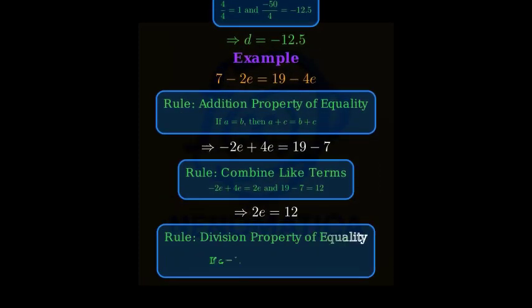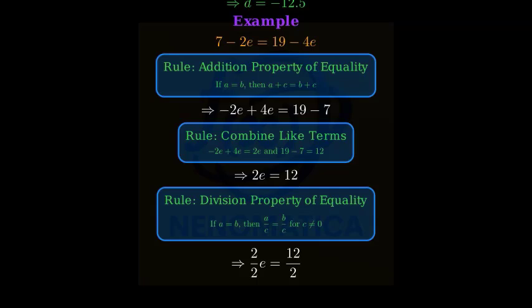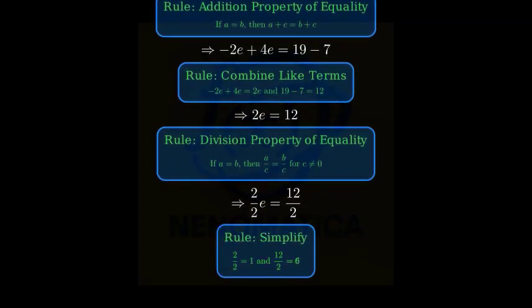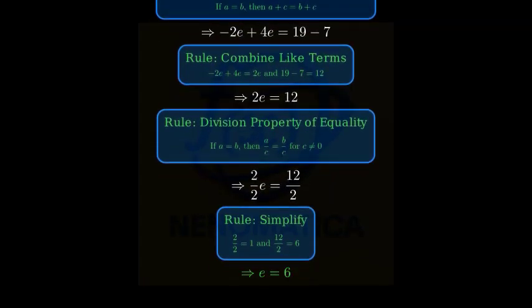To isolate e, we'll divide both sides of the equation by 2. On the left side, we have 2 divided by 2 times e, which simplifies to e. On the right side, we have 12 divided by 2, which equals 6. Finally, we simplify to get our answer. The value of e is 6.